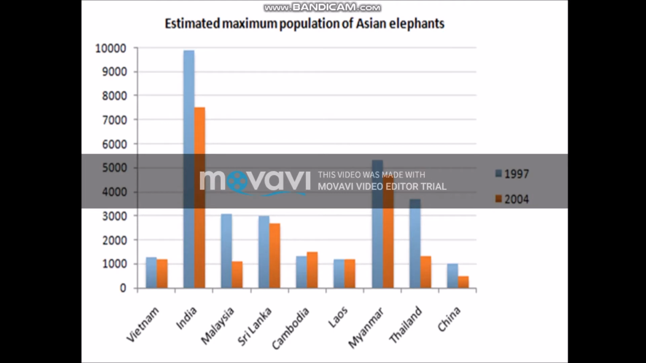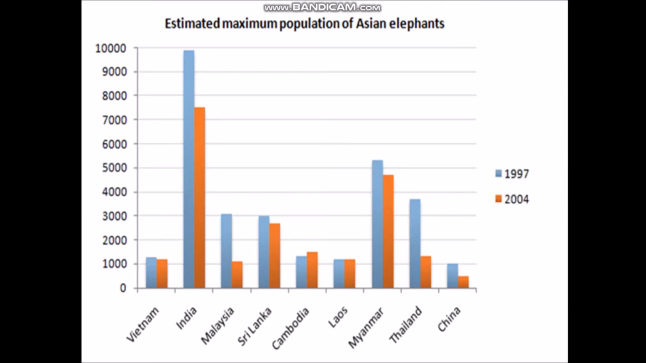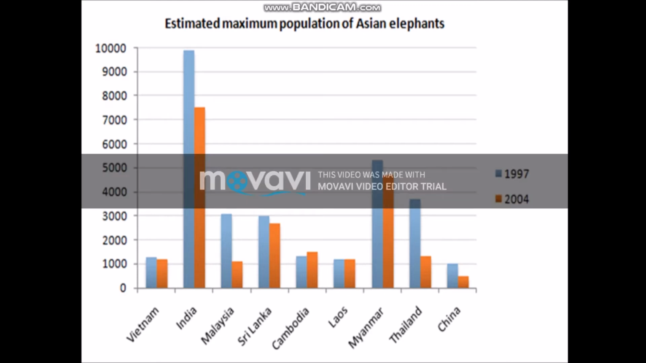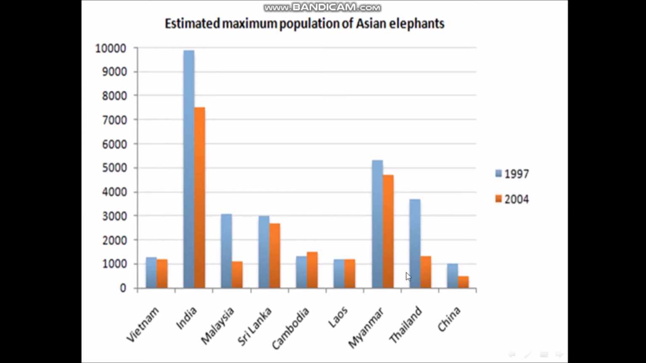For example, we can clearly observe here that it's dominantly a downward trend, where the numbers of elephants fell in the majority of the Asian countries. So in India, Malaysia, Sri Lanka, Myanmar, Thailand, and China, numbers fell down.